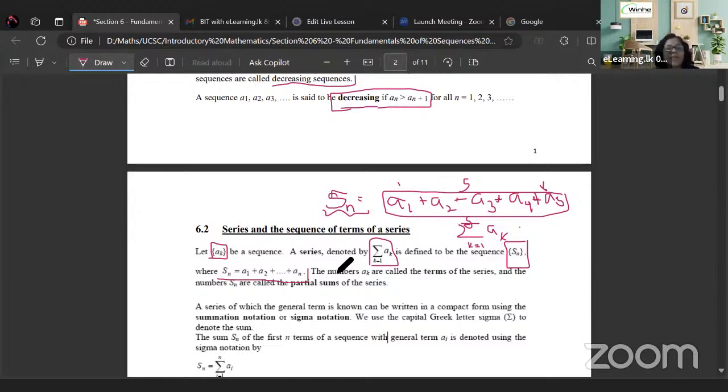Right? So we say that a sequence can include an infinite number of terms. So if you are considering part of that, we can say the partial sum of the series you can denote by Sn. Right?